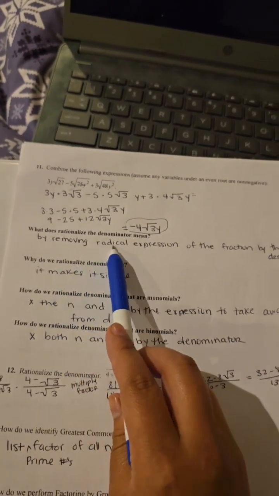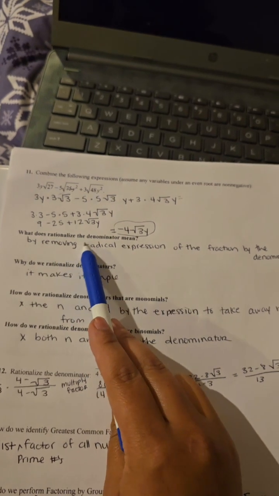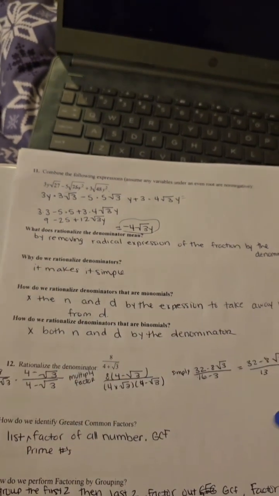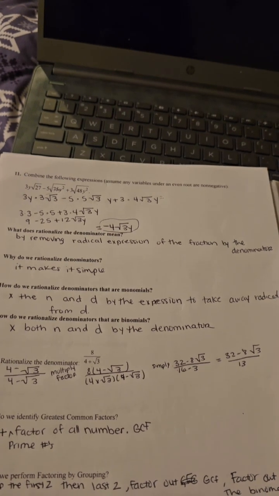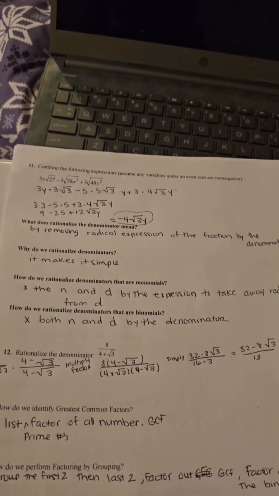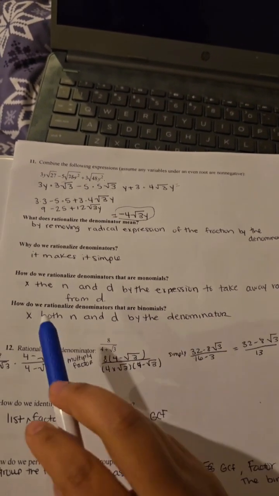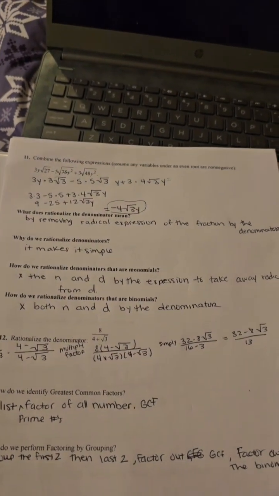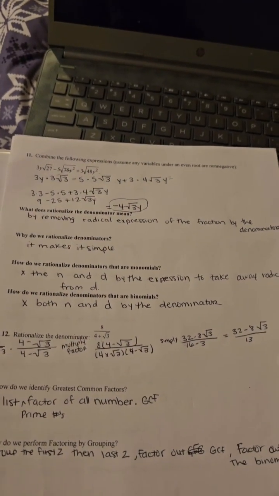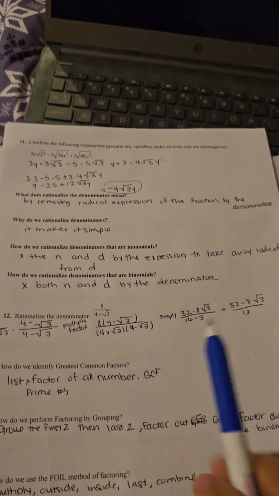What does rationalize the denominator mean? This means removing the radical expression from the denominator of the fraction. Why do we rationalize denominators? It means that we just simplify it, right?